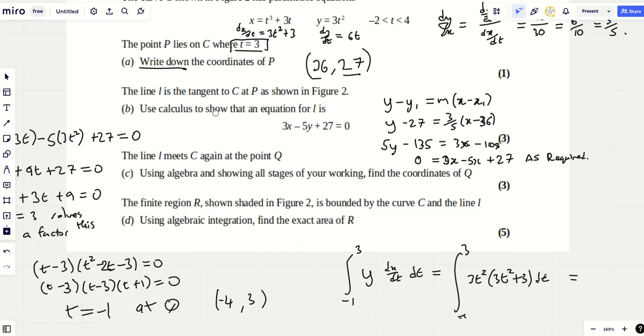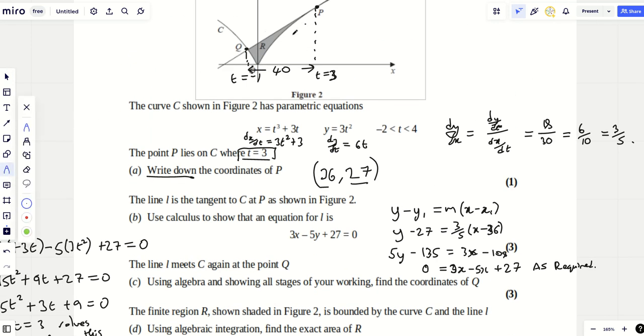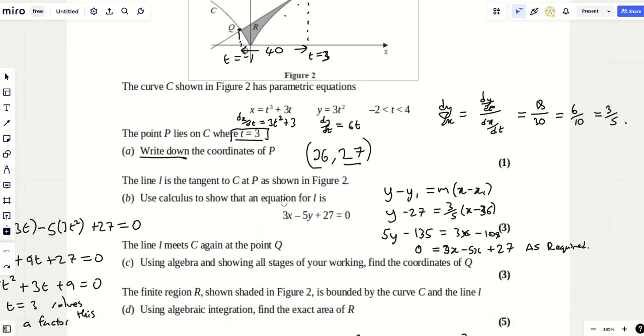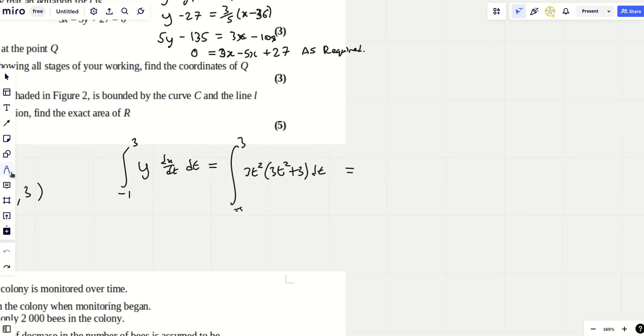This, by the way, is going to find us, can I just dot the area? This area here and here. And then if I just take that away from the trapezium area, I'll have the area R. So that's my plan, if you like. We'll come back to the 40 in a second. Okay, so integrating this, we get between 3 and minus 1, 9t to the 4 plus 3t squared dt. Keep writing down the dt's unless you don't want full marks.